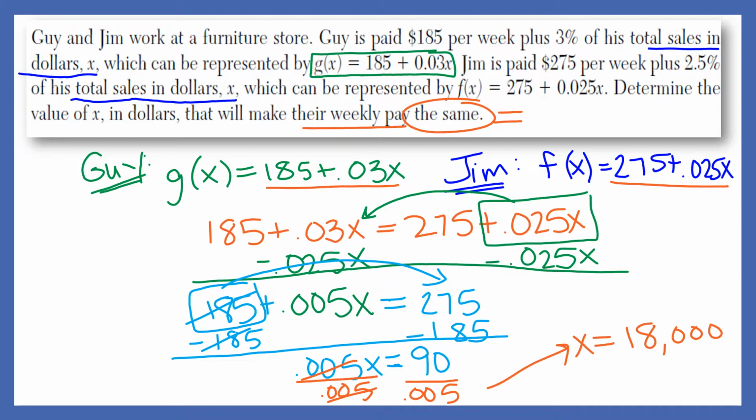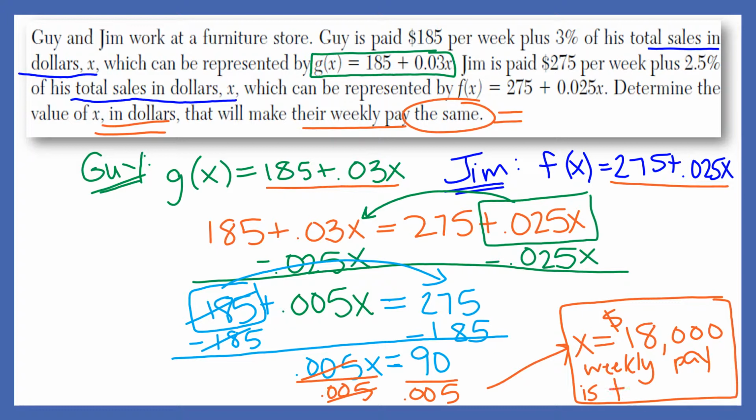Now let's look and see what the question's asking us to do to see if we're done. It says determine the value of x in dollars. So it's important that we put a dollar sign here because x represents the amount of dollars. And let's be more specific. That will make their weekly pay the same. So $18,000 is when their weekly pay is the same. I'm just going to put weekly pay is the same. And remember, that's a furniture store. So when they sell $18,000, they're going to make the same amount of money.